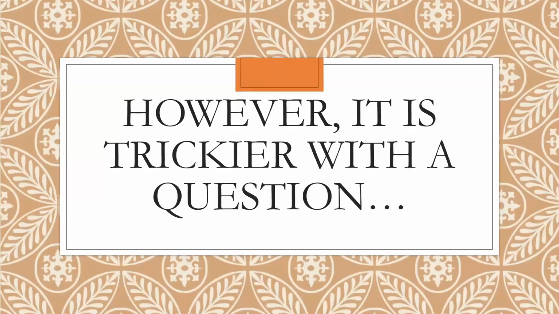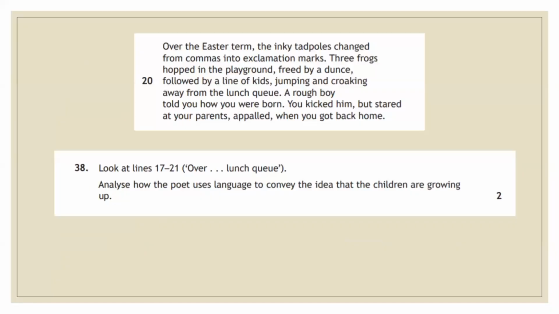Now, it is trickier with questions, so let's have a look. So we've got Midas here, and back in the tadpole section of the poem. Analyse how the poet uses language to convey the idea the children are grown up. So this is just a 2-mark question.